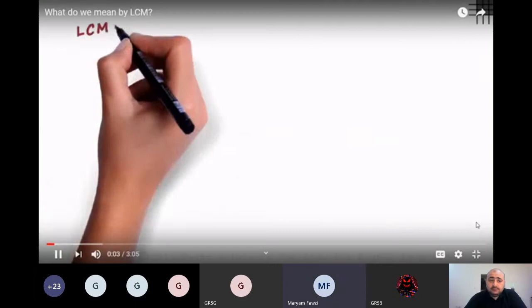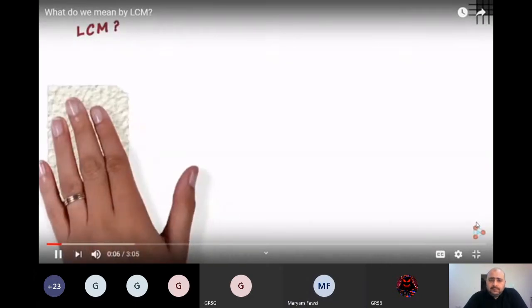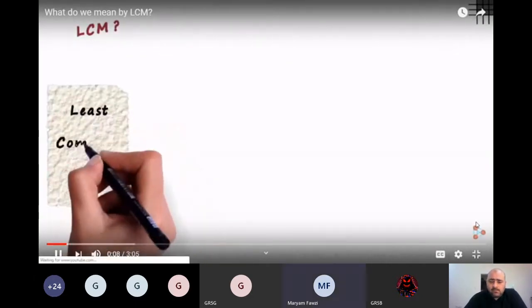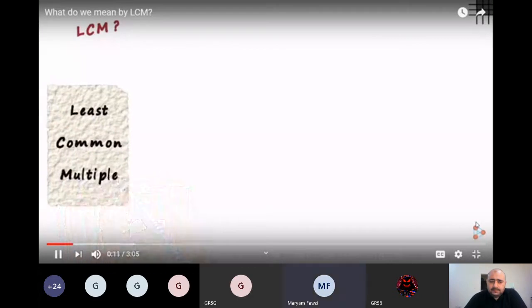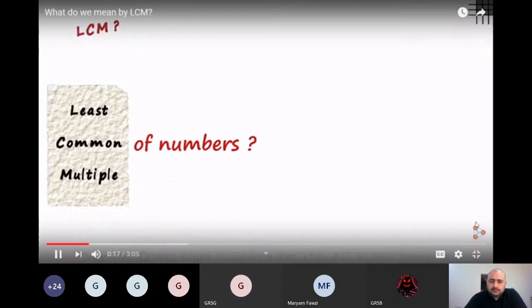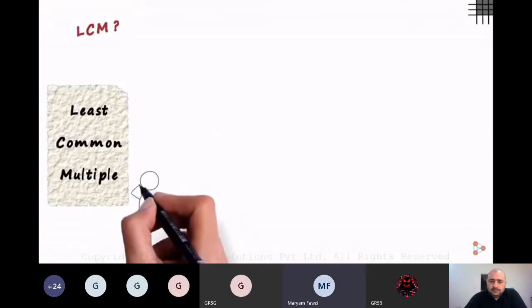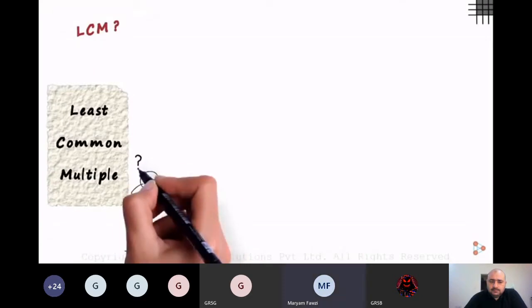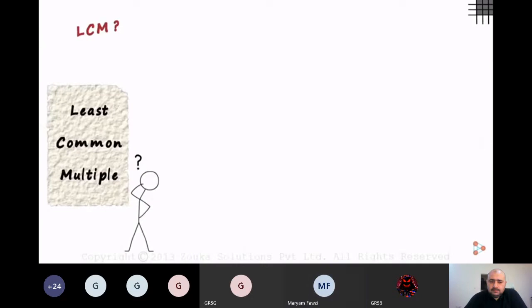What does LCM actually mean? It's simple. It's the least common multiple. But what is the least common multiple of numbers? Some of you may already know how we can find the least common multiple of numbers. But do we know what it actually means? Let us try to understand the three words individually: least, common, and multiple. We go backwards. What is a multiple of a number?